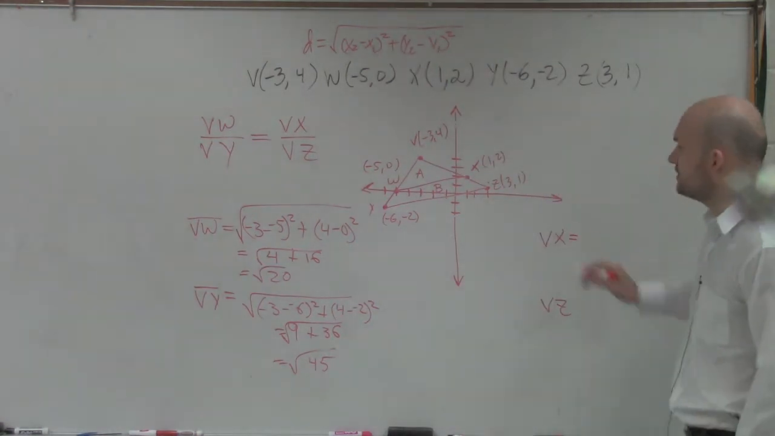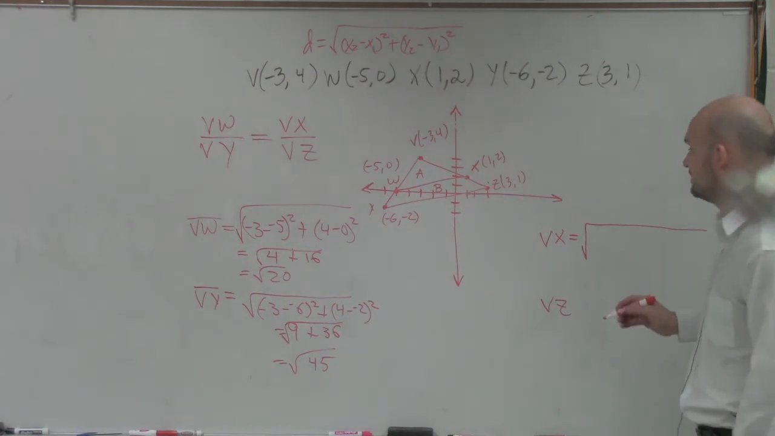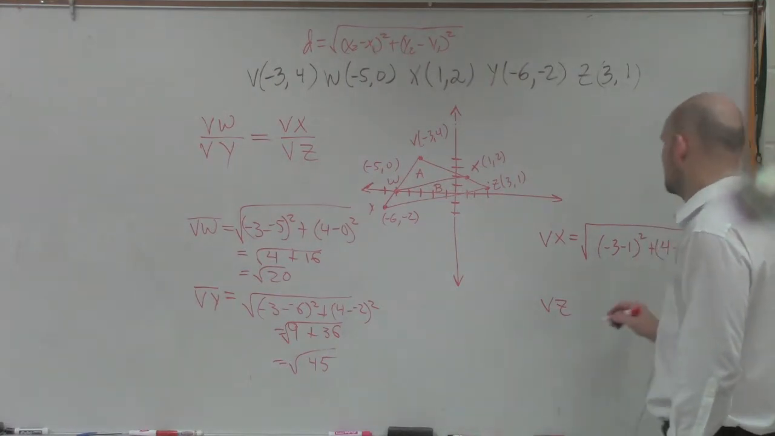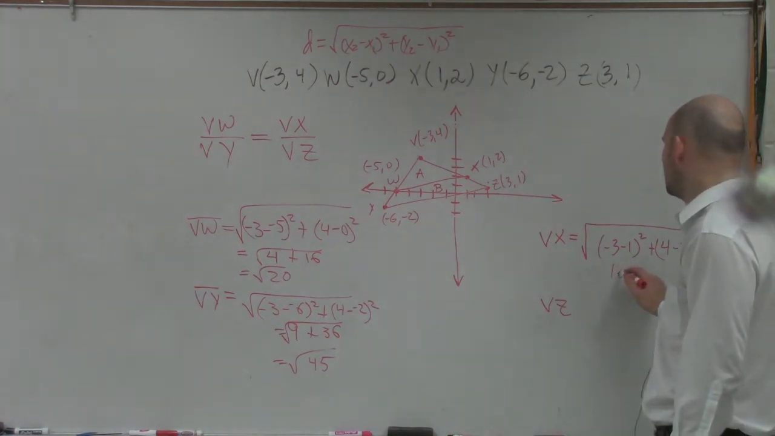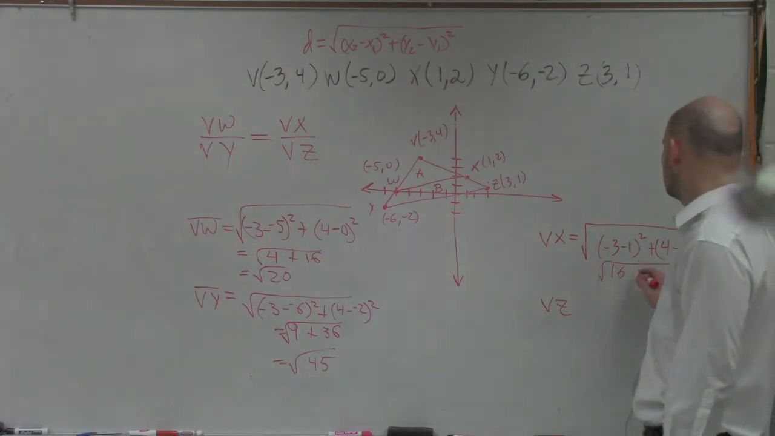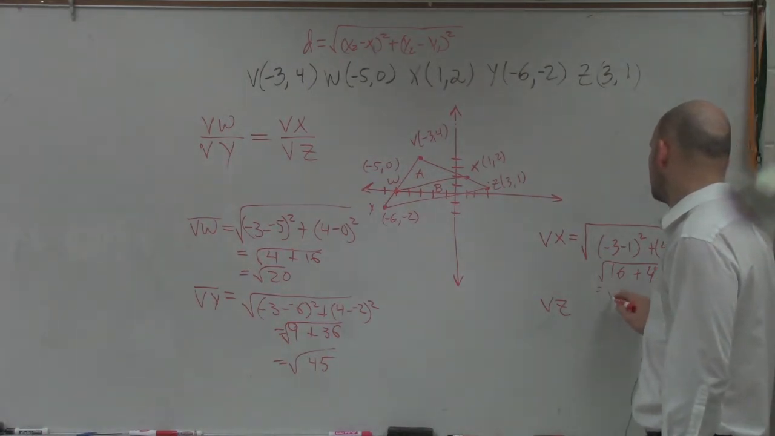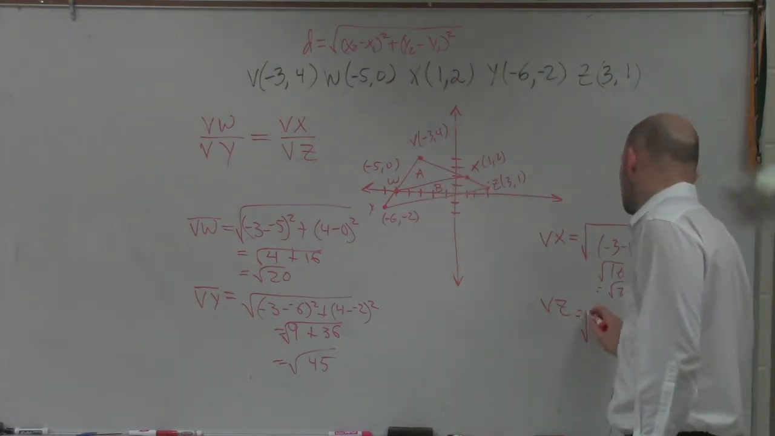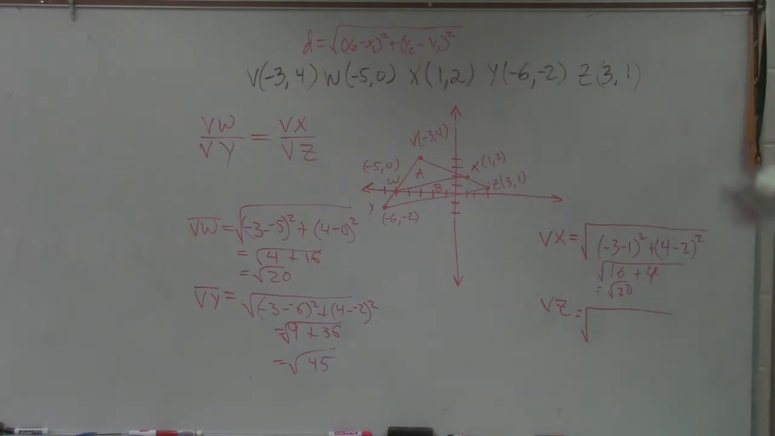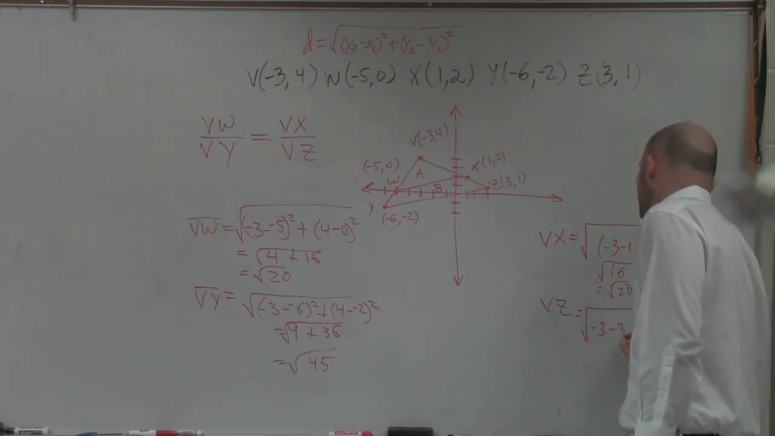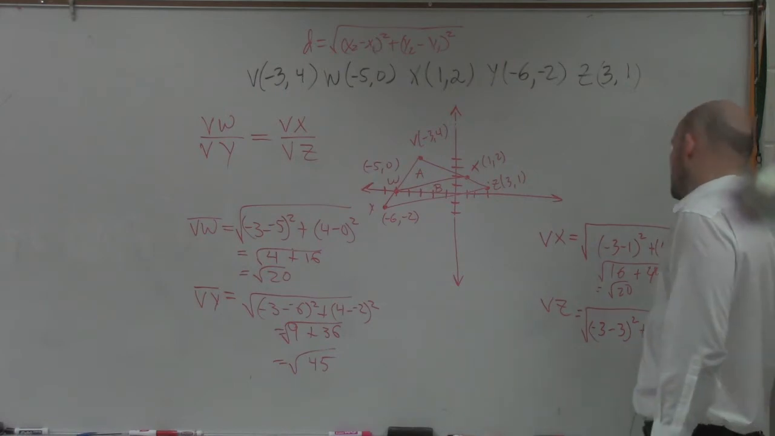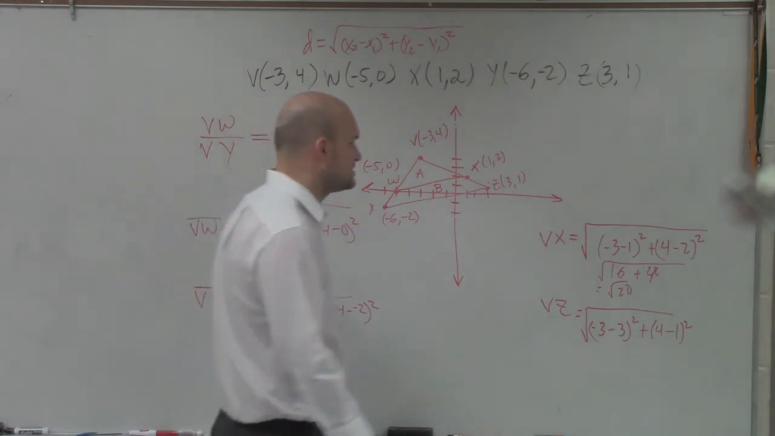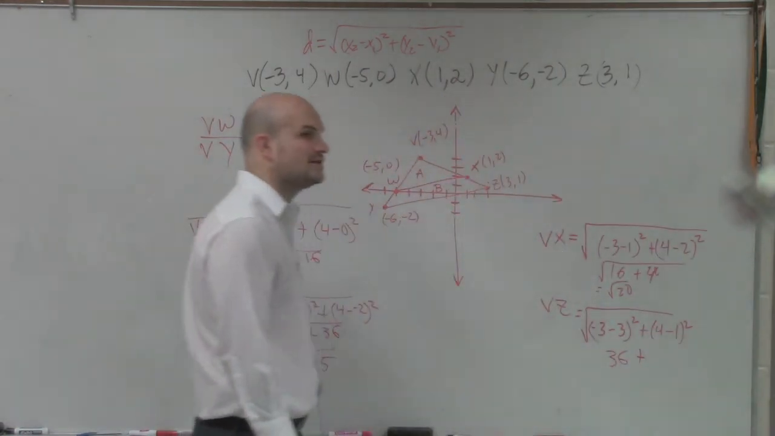OK, then let's go over here to Vx. Again, I'm just going to subtract everything from V to keep everything consistent. So (-3 minus 1) squared plus (4 minus 2) squared. -3 minus 1 is -4, and -4 squared is 16. 4 minus 2 is 2, and 2 squared is 4. So that equals the square root of 20. Then I have Vz. That's (-3 minus 3) squared plus (4 minus 1) squared. Negative 3 minus 3 is negative 6, and negative 6 squared is 36. Plus 4 minus 1 is 3, and 3 squared is 9.